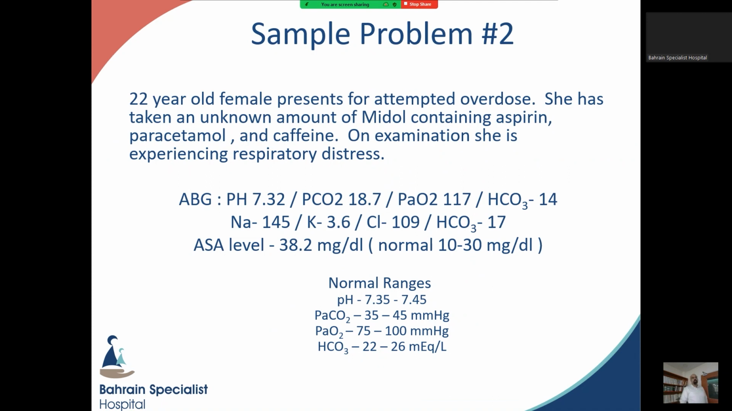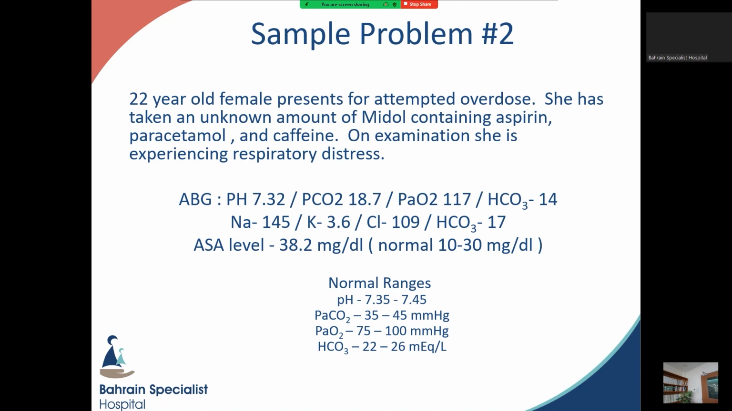Sample 2, a 22-year-old female presents for attempted overdose. She has taken an unknown amount of Midol containing aspirin, paracetamol, and caffeine. On examination, she is experiencing respiratory distress. pH 7.32, below 7.35, acidosis. PCO2 is normal, so it's low. If I look at it like this, I will say this is a respiratory acidosis. HCO3 is 14. It's acidosis. Then this is a metabolic acidosis case.